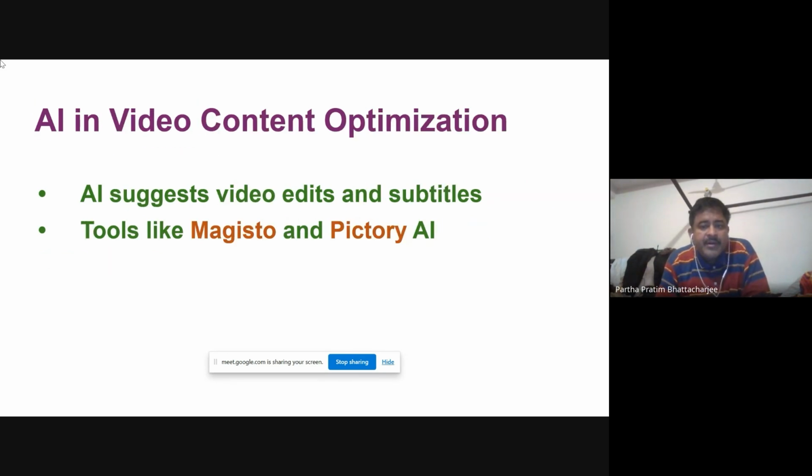Now, video content optimization. We are initially looking at videos and images. Whenever we go for video content analysis, that is one of the important parts. So AI suggests video editing and subtitles. Whenever we go for the subtitles of a particular video, that will also be analyzed by the AI tools, and it will generate the subtitles, video editing and video contents.